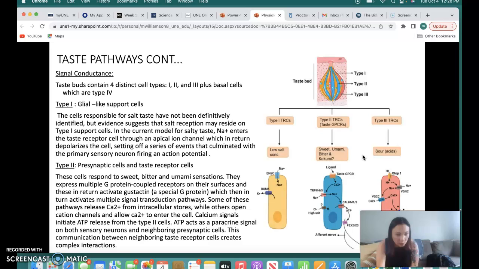ATP. Okay, calcium signals initiate ATP release from the type 2 cells. ATP acts as a paracrine signal on both sensory neurons and neighboring presynaptic cells. This communication between neighboring taste receptor cells creates complex interactions.